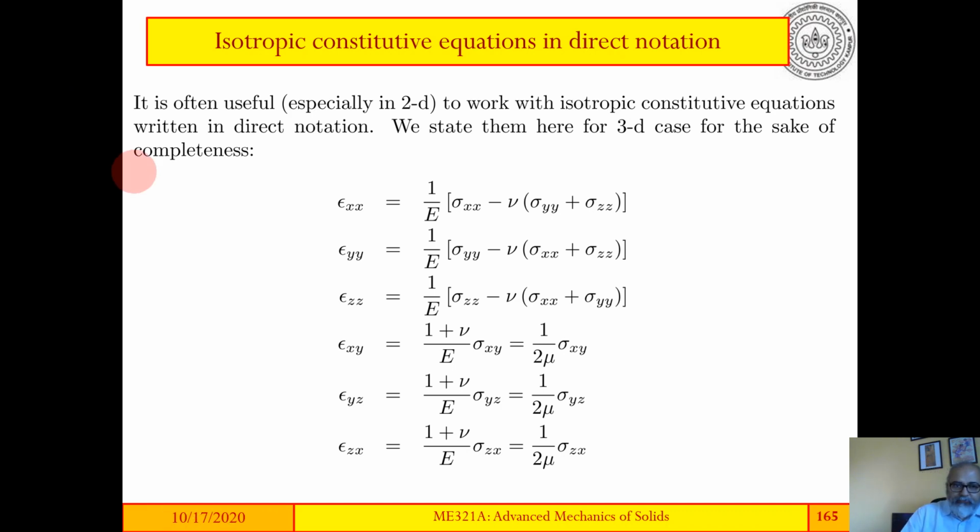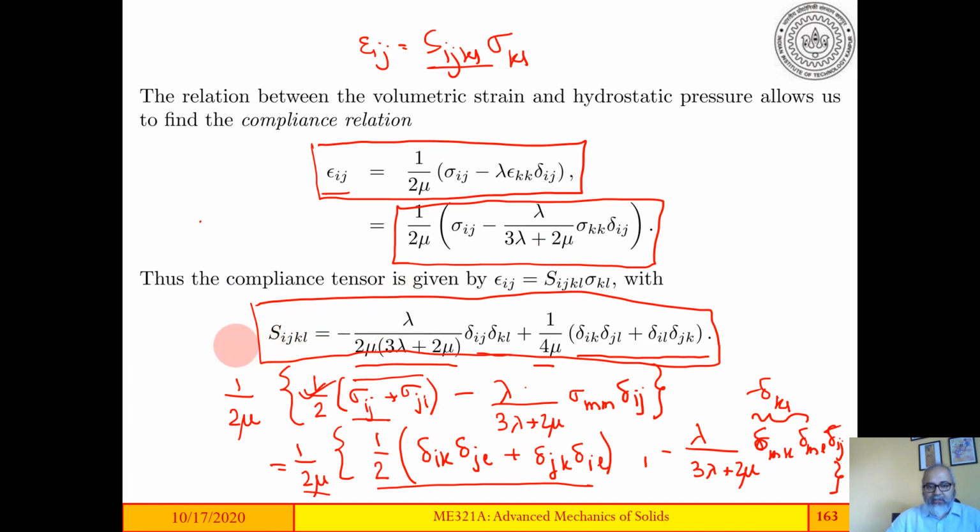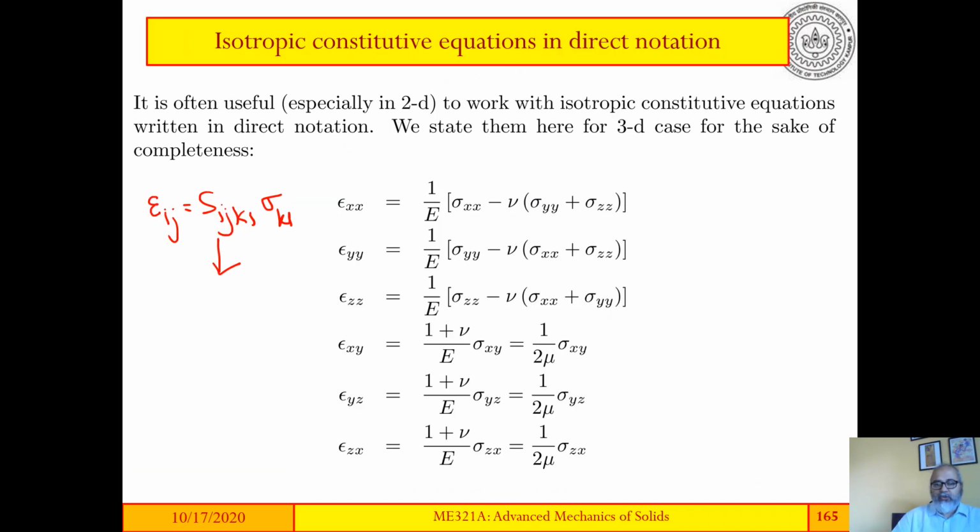So remember that we have derived the strain stress relation as epsilon ij equal to Sijkl sigma kl, where Sijkl for the linear isotropic material, we have derived it like this. This is what we derived for Sijkl. Now, if you boil this down to the direct notation, where we use epsilon xx, epsilon yy, epsilon zz for epsilon 1, 1 and so on, and epsilon xy, yz, and zx, then this is a set of equations that you may have seen in your ESO 204.